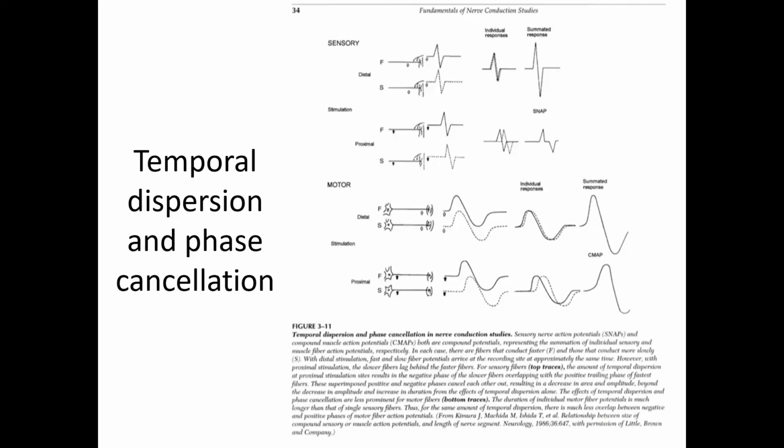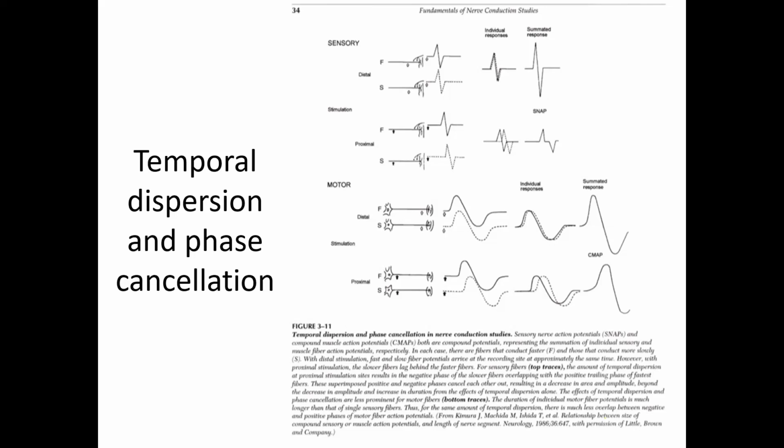Are you talking about sensory or motor? The subsequent sensory, meaning the slow conducting fibers. The negative peak can be cancelled by the fast conducting fibers' positive peak, which decreases its amplitude and increases the area. Correct. So sensory nerve action potentials and CMAPs are both compound potentials, representing the summation of individual sensory and muscle fiber action potentials.